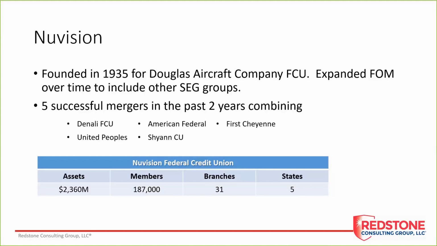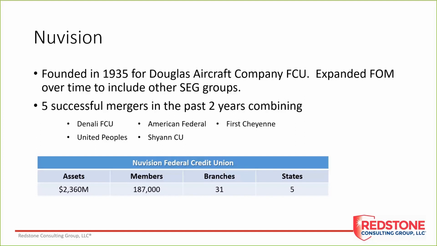Just a little bit about us. New Vision was founded in 1935, originally as Douglas Aircraft Company Credit Union. We're headquartered here in Huntington Beach, California. We serve many SEG groups, with the largest being Boeing Aircraft, Sempra Energy, which is the gas company, and Marathon Refinery. In the past few years, we've been looking at ways to enhance our value to members, doing so beyond organic growth.